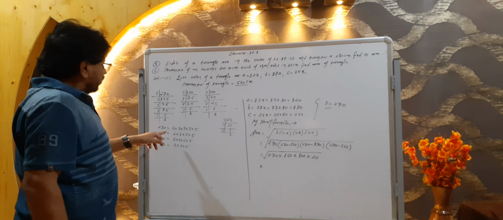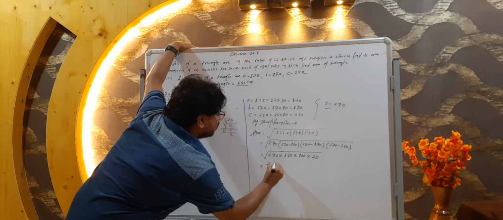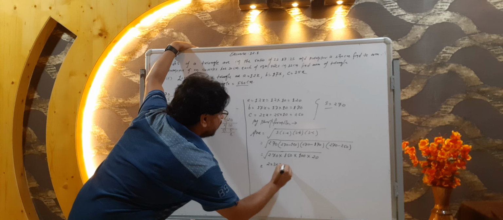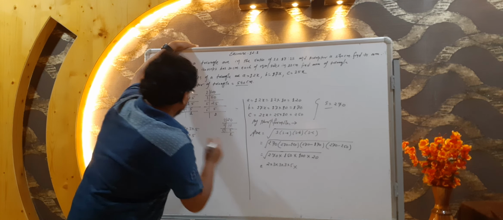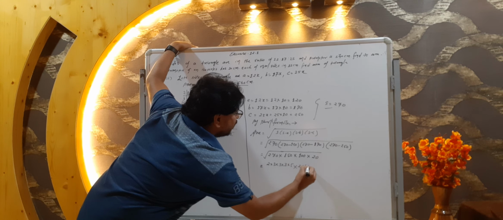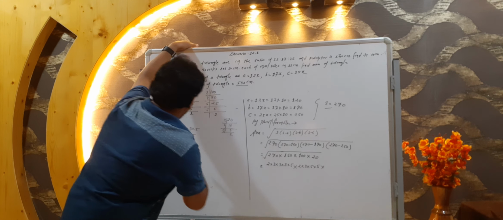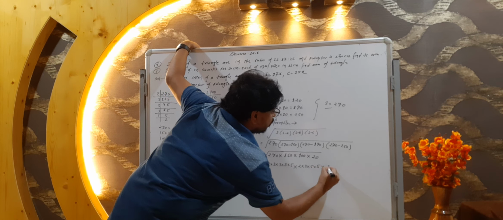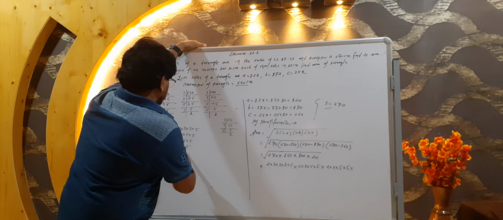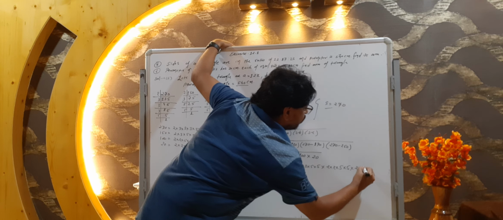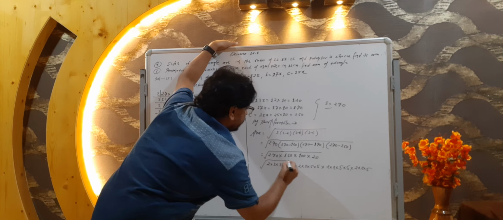Understand? Very simple. First for 270, what do you have to write? 2 into 3 into 3 into 3 into 5. Okay. Now for 150, 2 into 3 into 5 into 5. Now for 100, 2 into 2 into 5 into 5. And now for 20, 2 into 2 into 5. Okay? All this you write under the root.